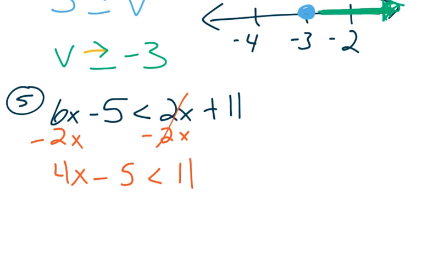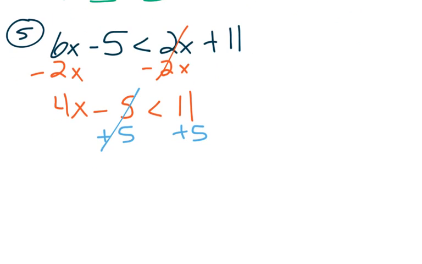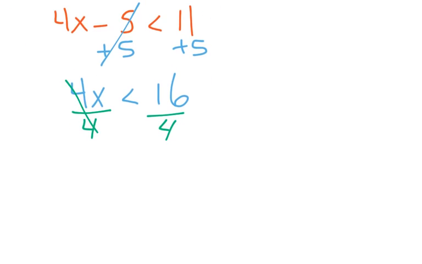Now it's just like the first couple problems that we did. Next step would be to get the numbers on the other side. So we're going to add 5 to both sides. So those go away. So 4x less than 11 plus 5 is 16. And then we have one last step. Divide both sides by 4. So the 4's cancel out. We got x is less than 16 divided by 4 is 4.